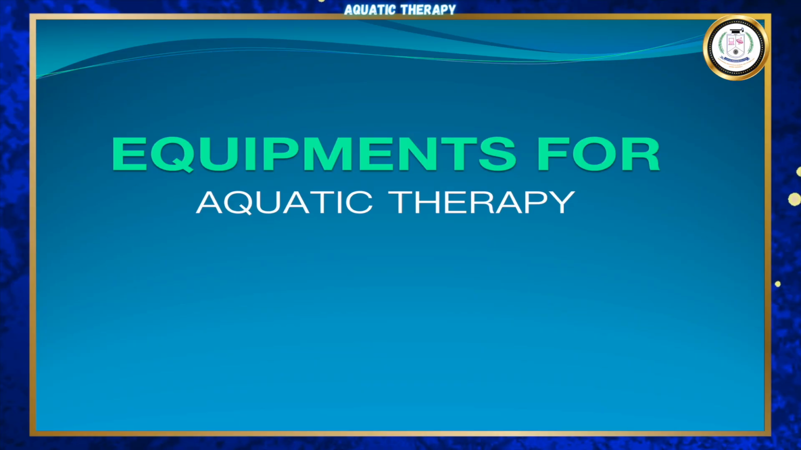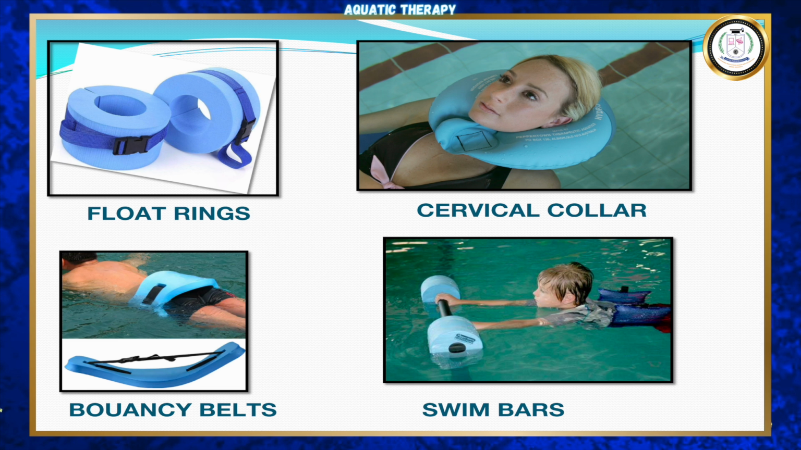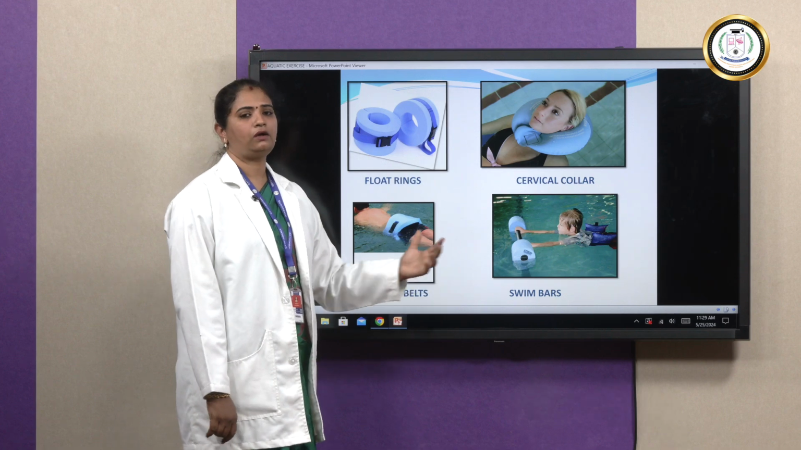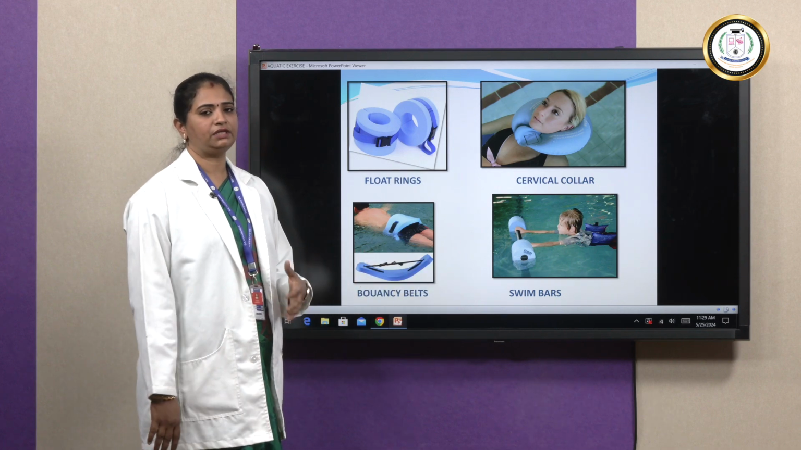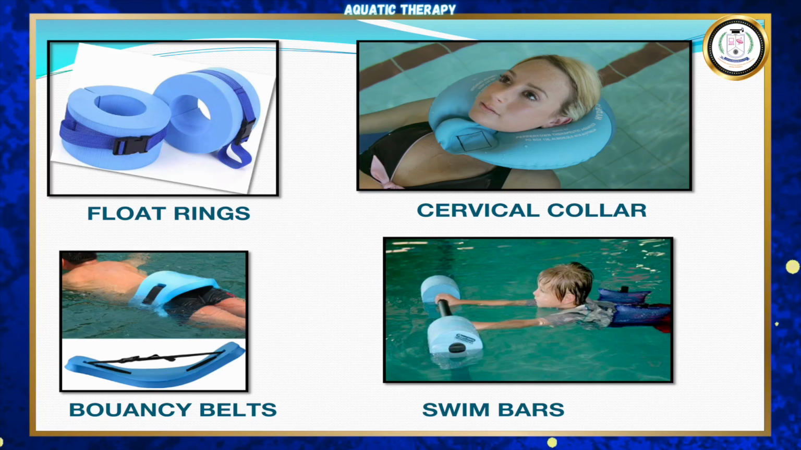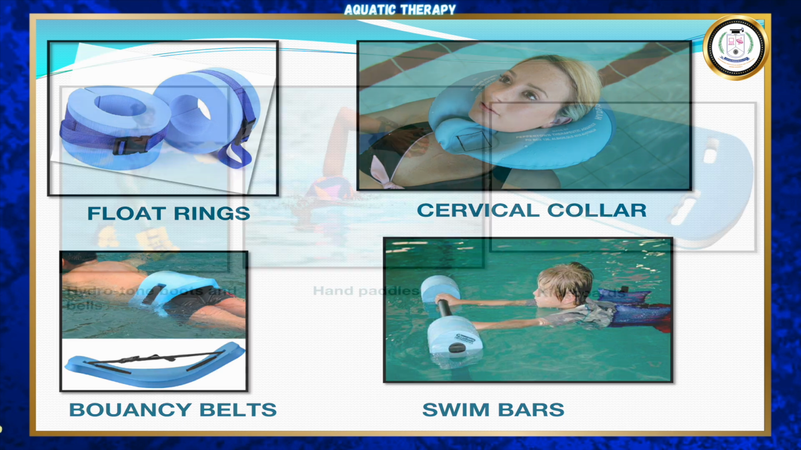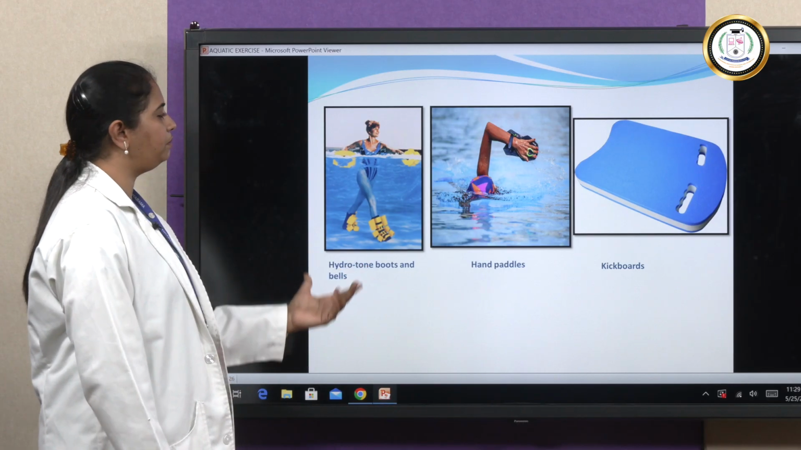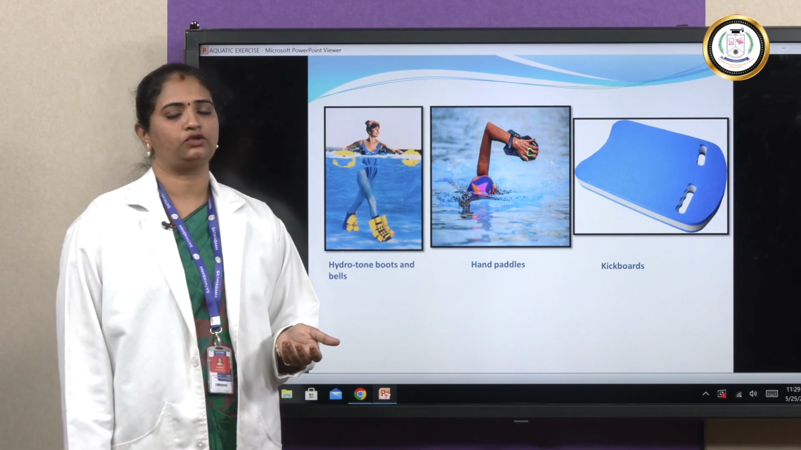Now let us see what the equipments for aquatic therapy are. There are pictures which have been identified: the float rings, cervical collar, buoyancy belt and swim bars are all used to assist the patient in the water, remove their fear and provide a comfortable effect. These are the hydrotone boots and belts, hand paddles and the kickboards. These hydrotone boots and belts will help in the drag effect of the water.